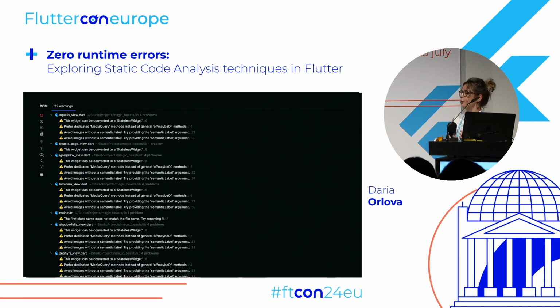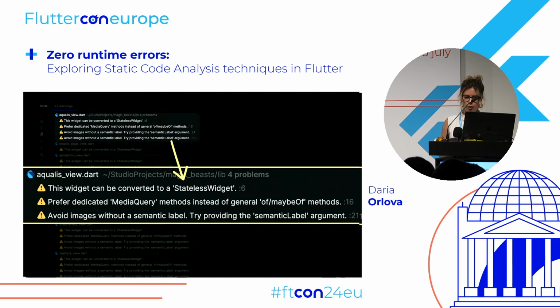Now, after we have configured DCM in analysis_options.yaml, we can see the warnings in a separate tab in our IDE of choice. This is because DCM is a separate analysis process. It's not part of the Dart Analyzer. It's not a Dart Analyzer plugin. So it runs in parallel to Dart Analyzer. For example, now we can see that our widgets don't have a state, can be converted into stateless widgets, and that we can use a more efficient version of media query.